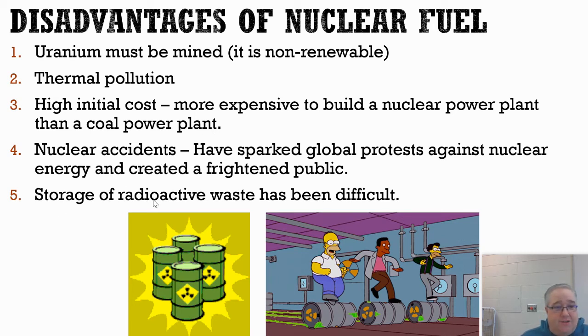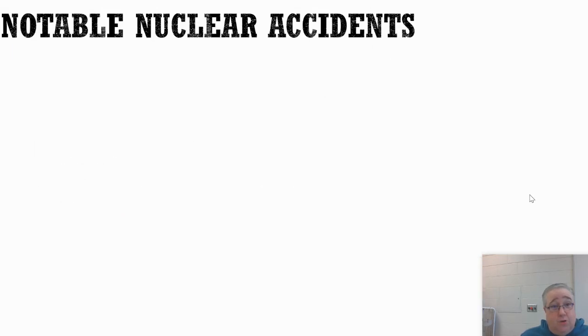And finally, number five is just how we store the radioactive waste. There is waste that's produced, and we do have to store it, but it is radioactive material, so that has to be put somewhere, and that's not always an easy solution.